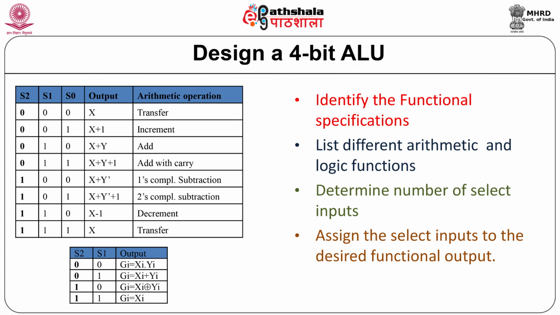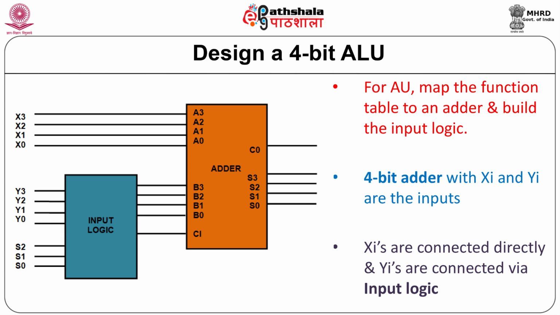From the set of functions, it is clear that there are 3 select inputs, namely S2, S1 and S0 required for arithmetic functions and 2 select inputs S2 and S1 for logic functions. Next step is to use divide and conquer approach, that is, design arithmetic and logic units separately. Let us design arithmetic unit first. Arithmetic unit can be implemented using 4-bit adder with A and B as operands and sum and carry as output.